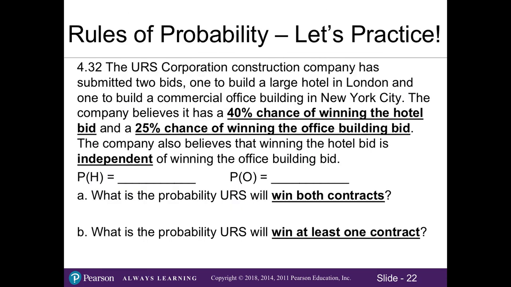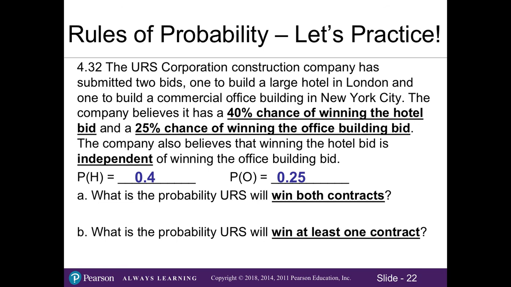Let's practice some of these rules of probability. So the URS Corporation Construction Company has submitted 2 bids, one to build a large hotel in London and one to build a commercial office in New York City. The company believes it has a 40% chance of winning the hotel bid and a 25% chance of winning the office building bid. The company also believes that winning the hotel bid is independent of winning the office building bid. So first, we want to set up the probability of winning the hotel bid. So we know that's 40%, so I have my probability right here. And the probability of winning the office building bid is 25%, or 0.25.